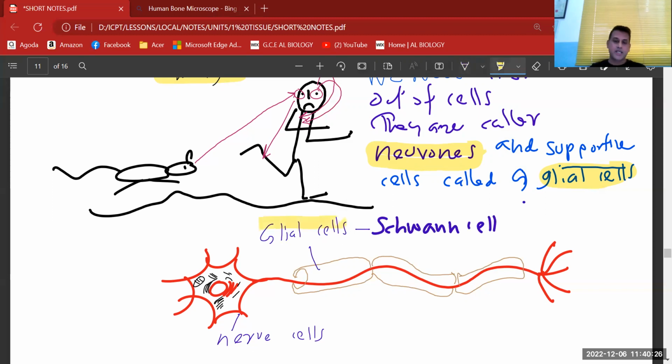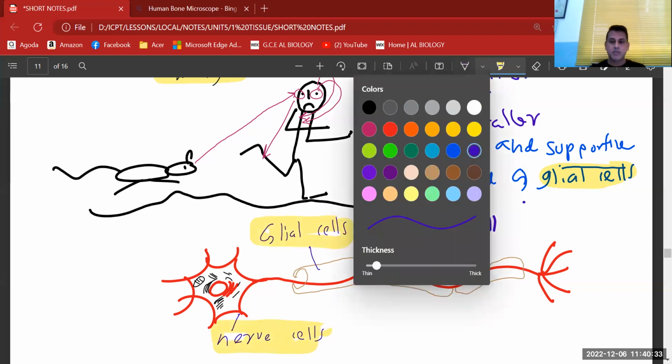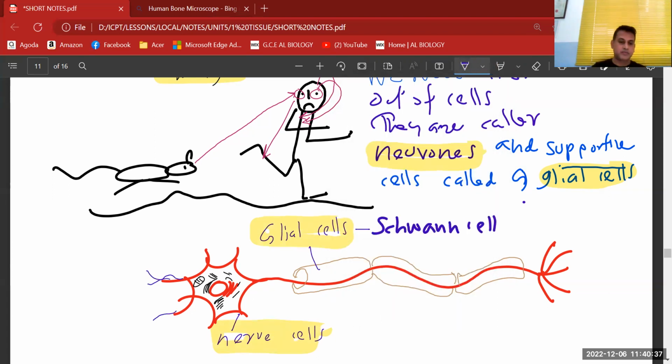So glial cells are the supportive cells. The nerve cell is the main cell. The basic parts are this cytoplasmic extension called dendrite, and this long extension is called axon. This one is called axon terminal.